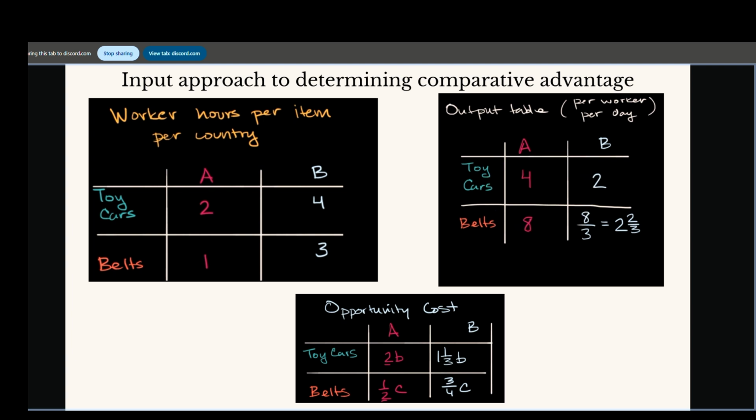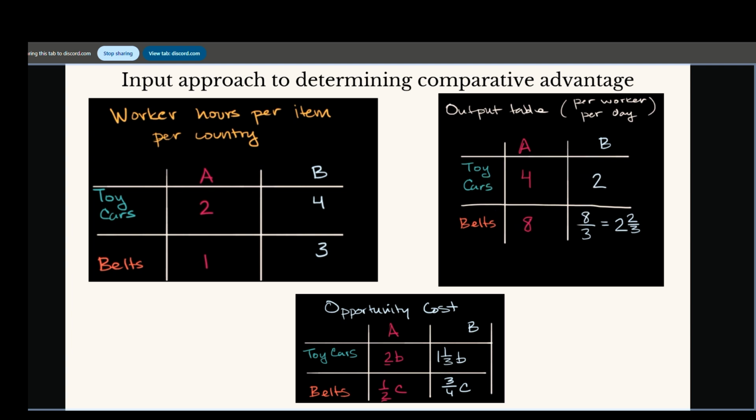Okay, with this, let's construct an output table of how many toy cars and belts a worker can construct in a day. It's really easy to do in our example. Remember that we have 8 working hours in a day, and we just take those 8 hours and divide by the hours needed to construct those things. 8 divided by 2 is 4, 8 divided by 1 is 8, and so on. So we've turned our input table into an output table.